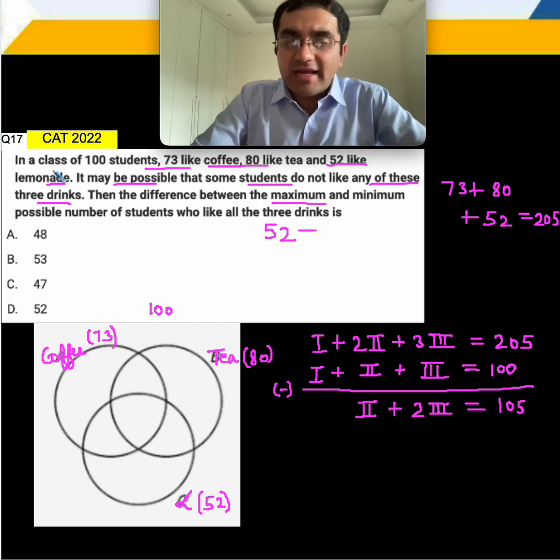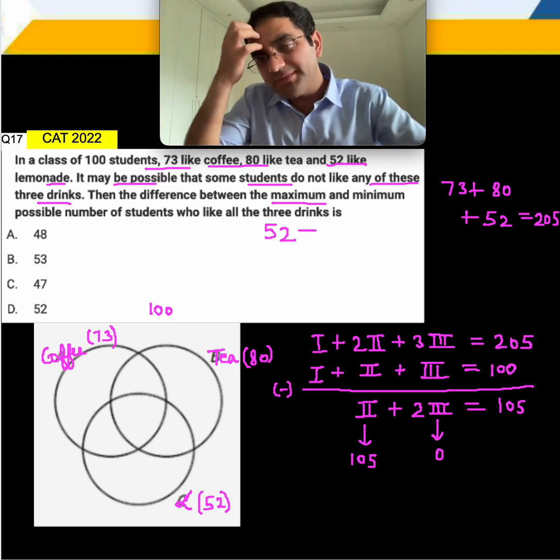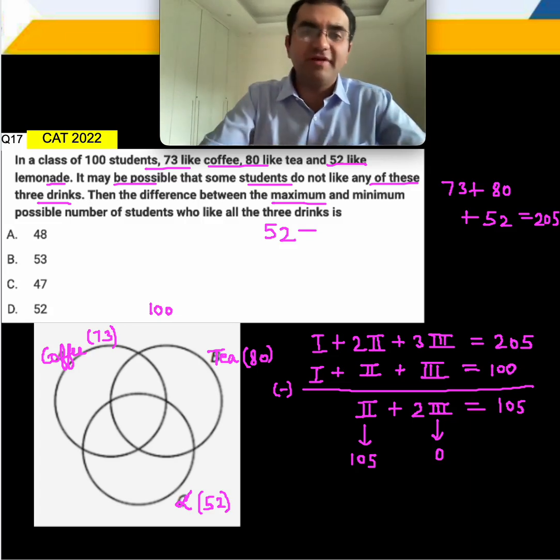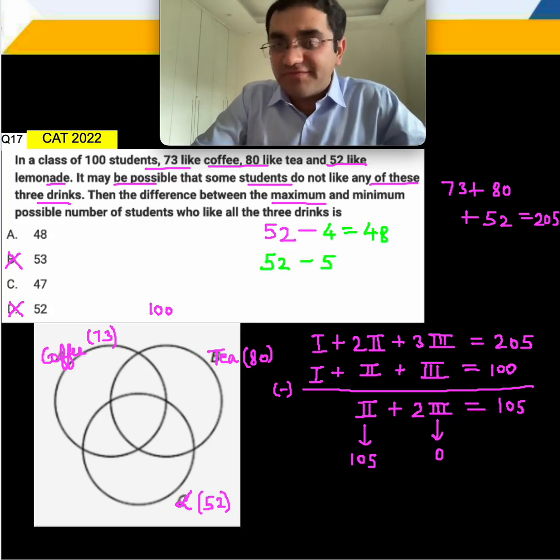Now can I put Roman number 3 as 0? यहाँ पे 0 रख सकते हैं क्या? If you put 0 over here, then the number of people liking 2 drinks becomes 105. How can there be 105 people? 105 लोग ही नहीं है. We don't have 105 people over here. So this is gone. So एक आंसर तो गया. 53 तो वैसे ही गया. I have two options remaining. 48 कैसे आएगा? 52 minus 4 is 48 या फिर 52 minus 5 is 47.